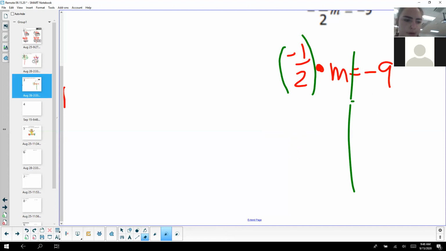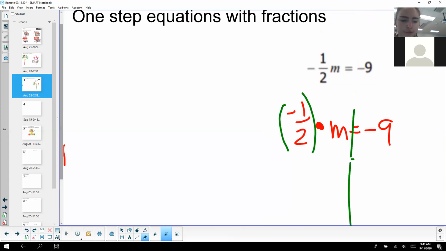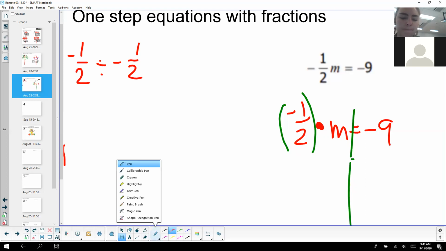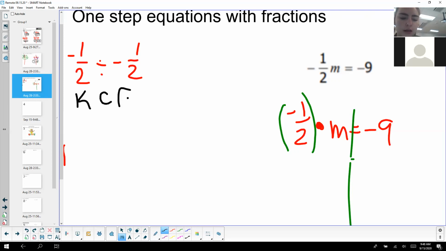I don't know if you remember in 6th grade learning keep, change, flip, where you talked about dividing fractions with keep, change, flip. Typically it would be something like -1/2 divided by -1/2. That's what you would see, which is what I was going to do, but that's just messy. So what we're going to do is keep, change, flip.